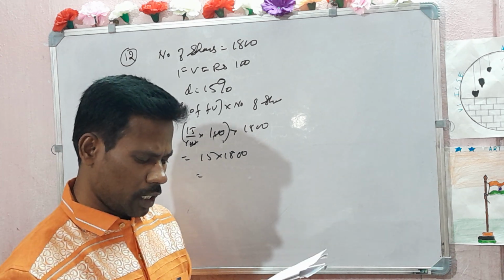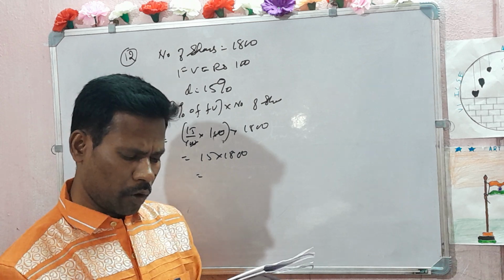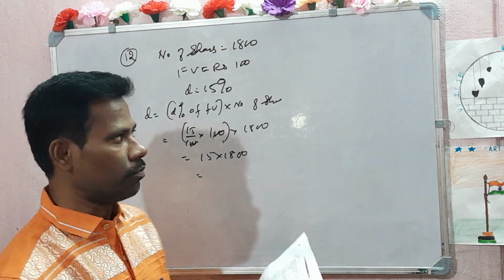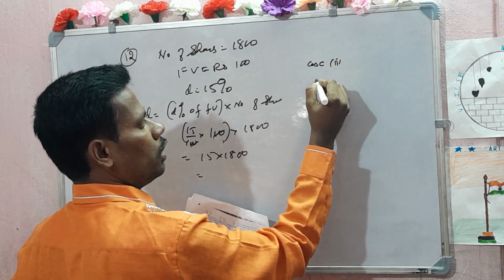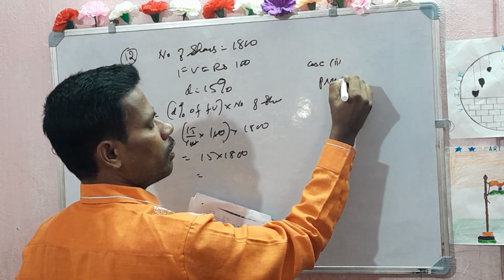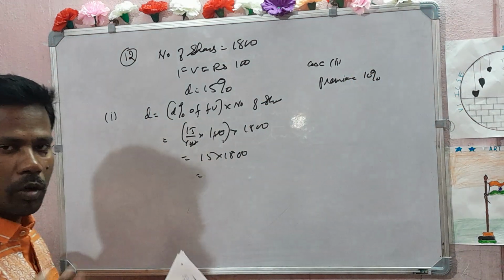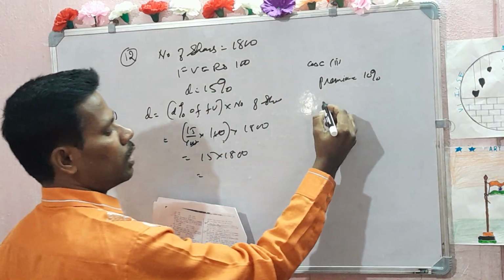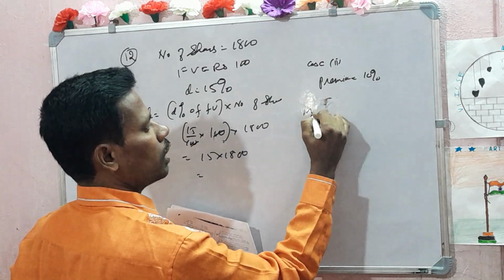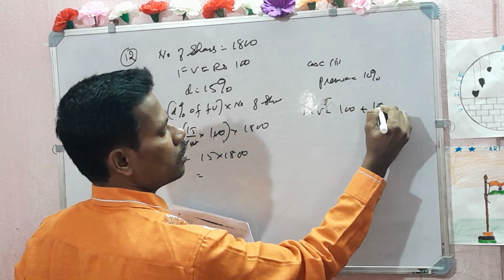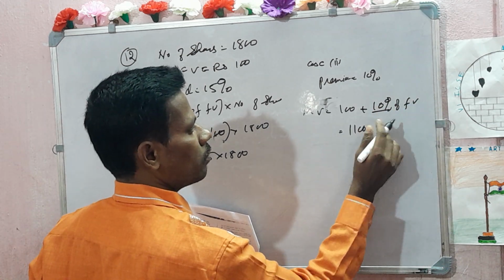Next, what is it asking? If she had bought the shares at 10% premium, case 2. Premium is 10%. That means market value is above the face value. Face value is 100, so market value is 100 plus 10% of face value. That is nothing but 110.